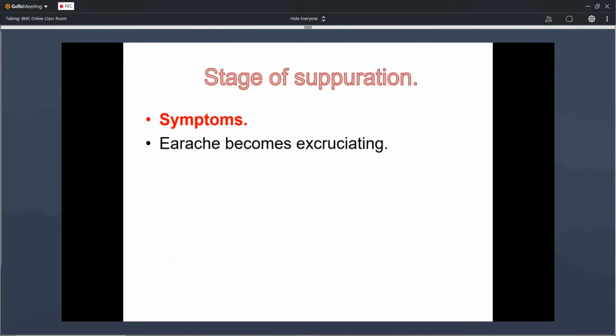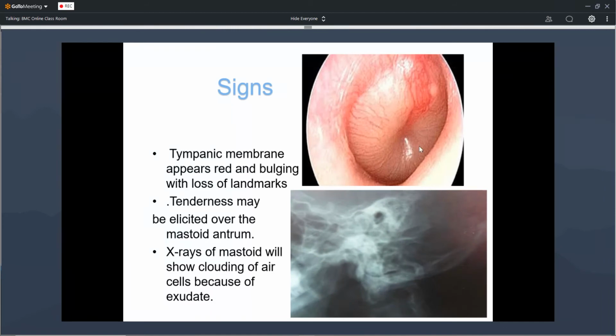Stage of suppuration. In this stage, the patient will have severe, excruciating, unbearable pain. Because of the accumulation of fluid, that is, infected material, in the middle ear cavity, the tympanic membrane will become bulged into the external auditory canal. On examination, you can see the bulging tympanic membrane with loss of landmarks of the entire tympanic membrane. You cannot see any handle of the malleus or lateral process and cone of light.